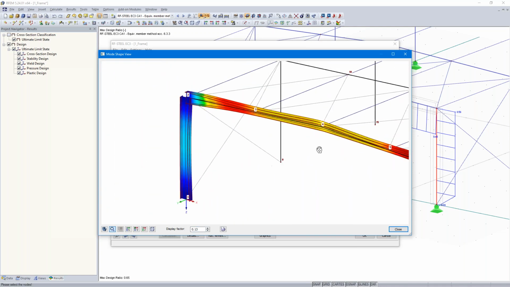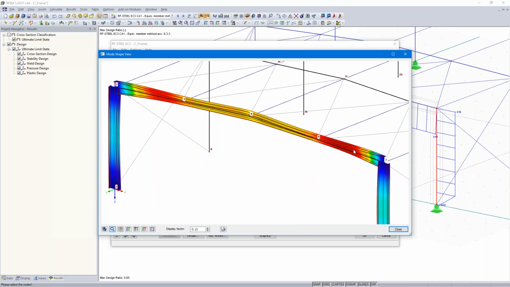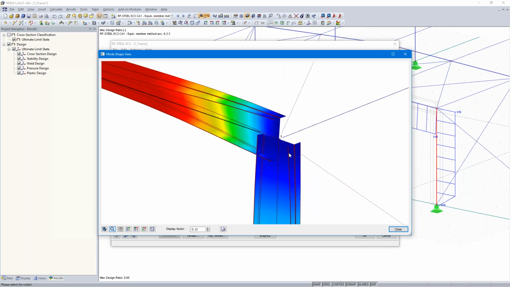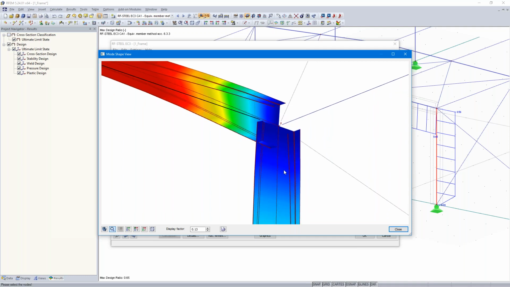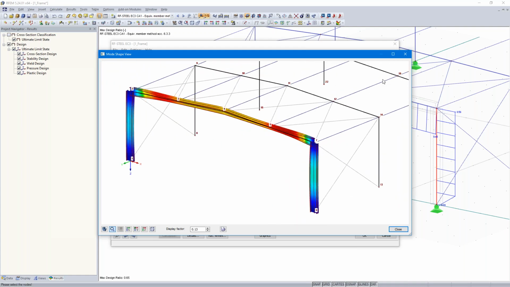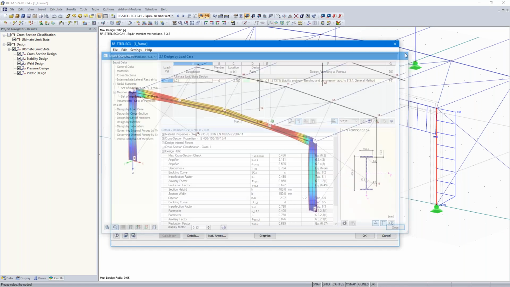Here's the mode shape, and I believe there will be a lateral torsional buckling in that area here. And what you can see well is that the horizontal beam supports the column by a lateral and torsional restraint, and vice versa. That means that the column supports the horizontal beam by a lateral and torsional restraint.